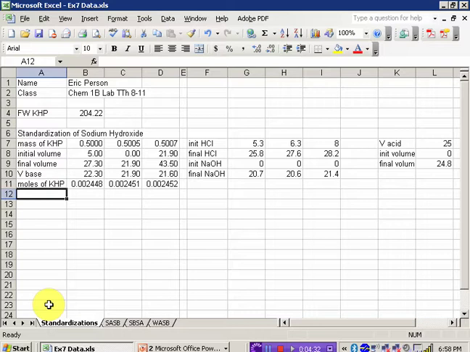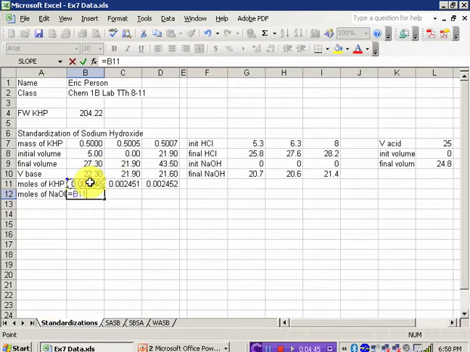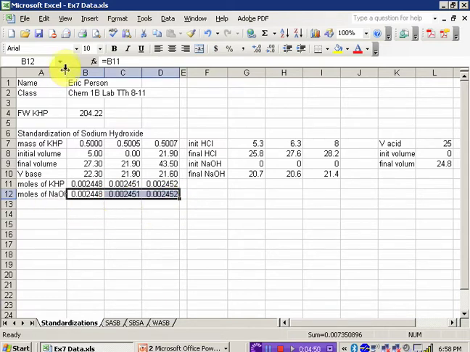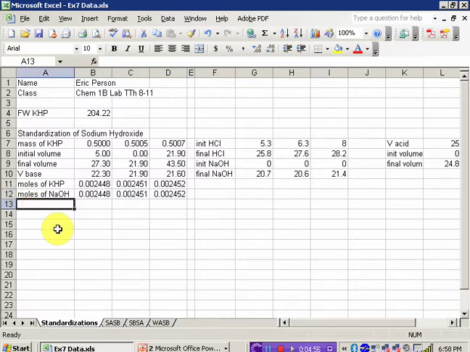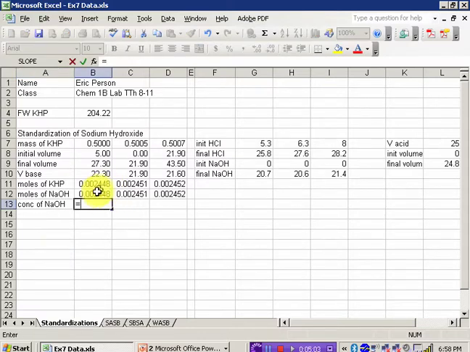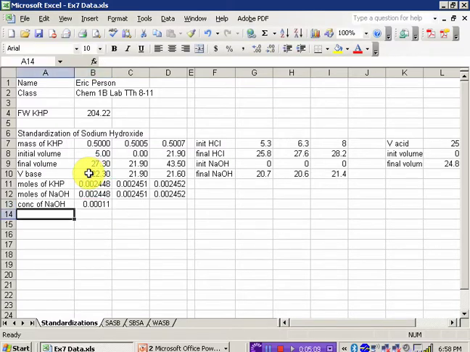To get from moles of KHP to moles of the base that was added with the titrant, I use the reaction stoichiometry. And if you remember, KHP and sodium hydroxide are a 1-to-1 reaction stoichiometry, so that's just equal to the moles of KHP. I'm going to widen that column a bit. And finally, I calculate the concentration of sodium hydroxide, and that concentration is going to be equal to the moles divided by the volume.